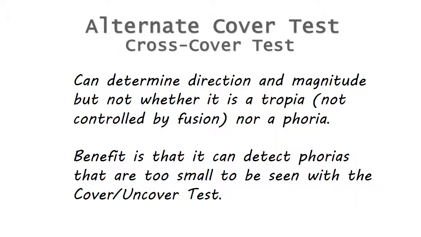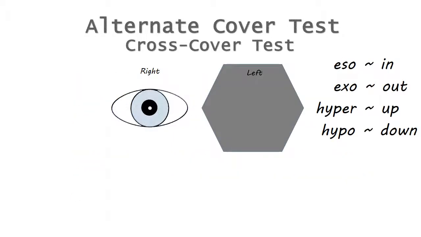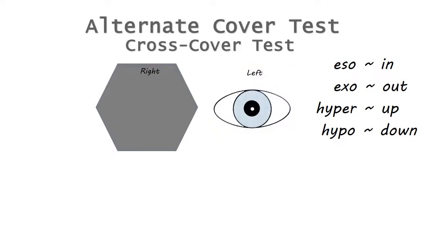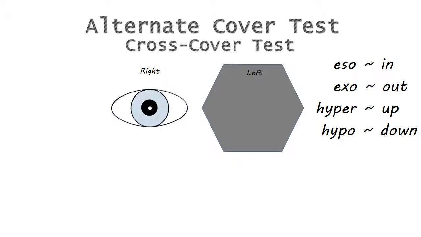The next test is the alternate cover test. And the alternate cover test can't determine whether the patient has a tropia or a phoria, but it can detect some phorias and tropias that are a little bit too small to be seen with the cover-uncover test. And the way that the alternate cover test is performed is just like it sounds. The eyes are covered alternately. You're only allowing that uncovered eye a few seconds, enough time to fixate and focus on the target before you're placing the occluder back over that eye and allowing the other eye to focus and fix on the target.